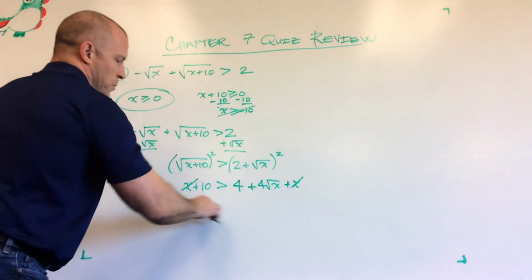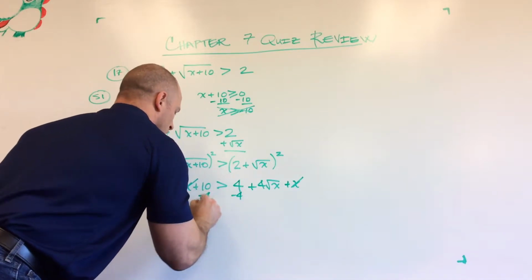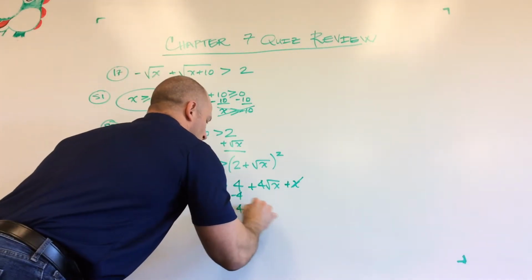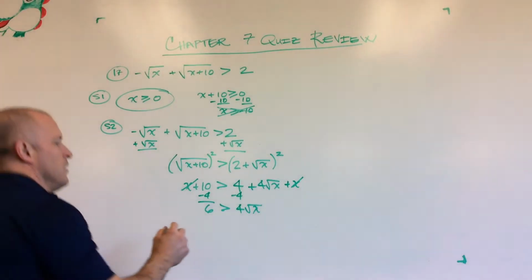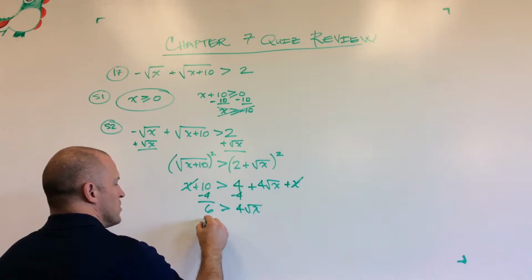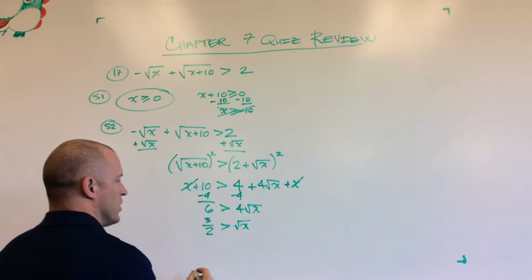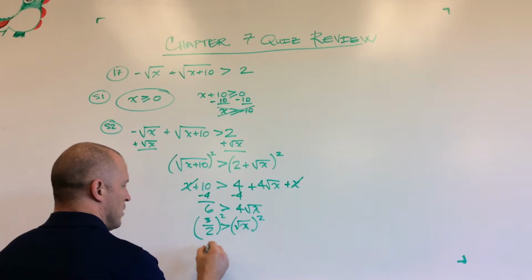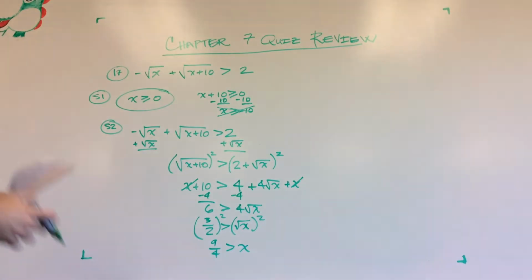We now want to combine the numeric portion to isolate that, so we can subtract off 4 from both sides, and we'll end up with 6 is greater than 4 root x. At that point, we just divide both sides by 4. 6 divided by 4 is just going to give us 3 halves is greater than the square root of x. We can square both sides to eliminate the remaining radical, and we'll get 9 over 4 is greater than x.